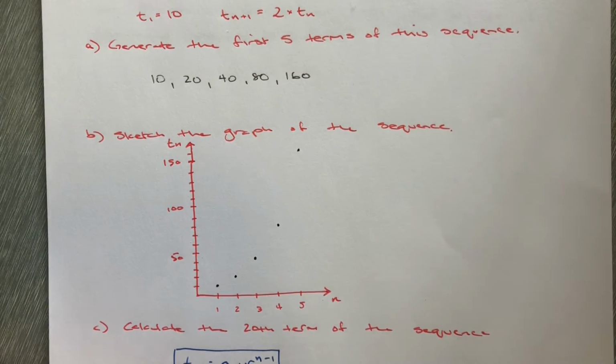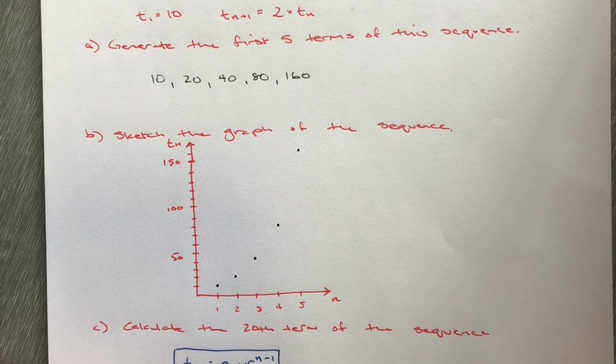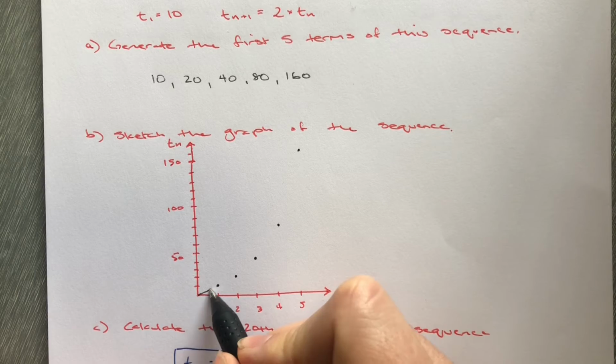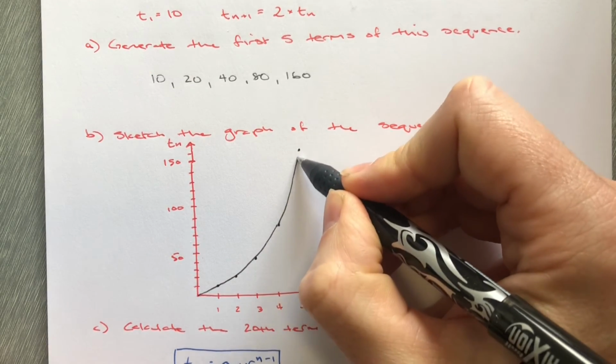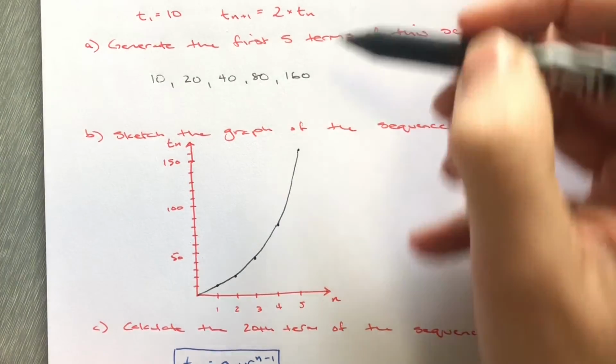Do you see how this time it's not exactly a straight line? It's sort of curving upwards. So if we connect those dots, it's a bit like that. So we can see that the number's going to go up very quickly. The next one's going to be way up here.